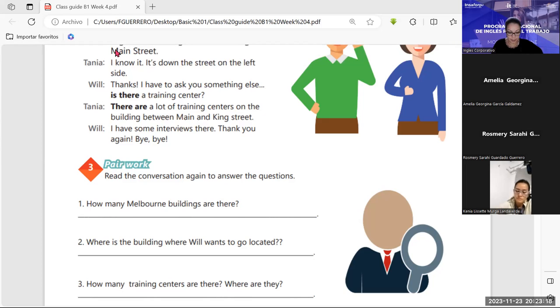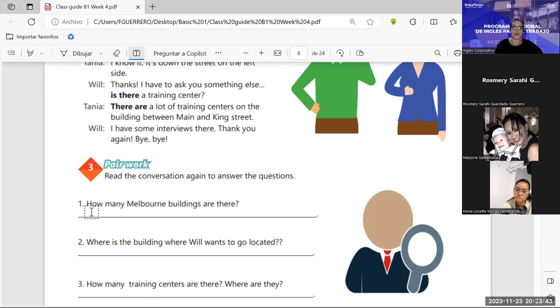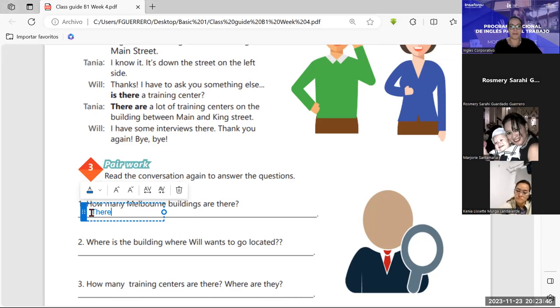Finish answering the questions. Yes, teacher. Okay. What do you have for number one? What is the answer? How many Melbourne buildings are there? There are four buildings. Excellent answer. There are four buildings. And if you wrote the name of the building, that's fine. Para los que pusieron, there are four Melbourne buildings, it's correct too. Thank you so much, Mariori.